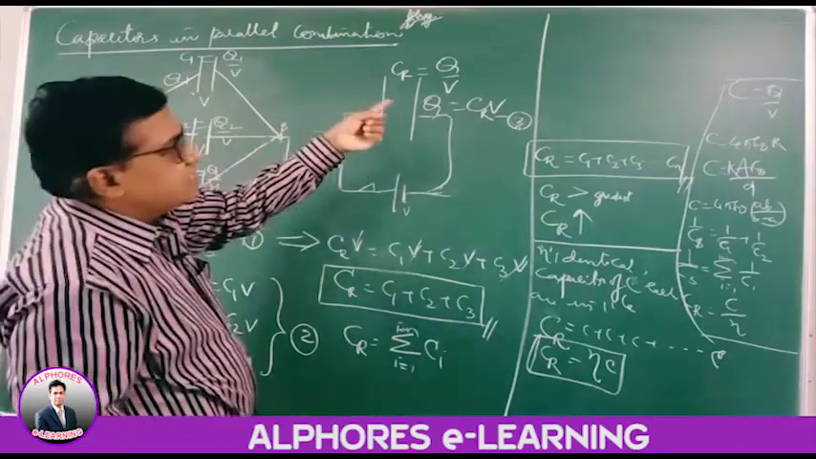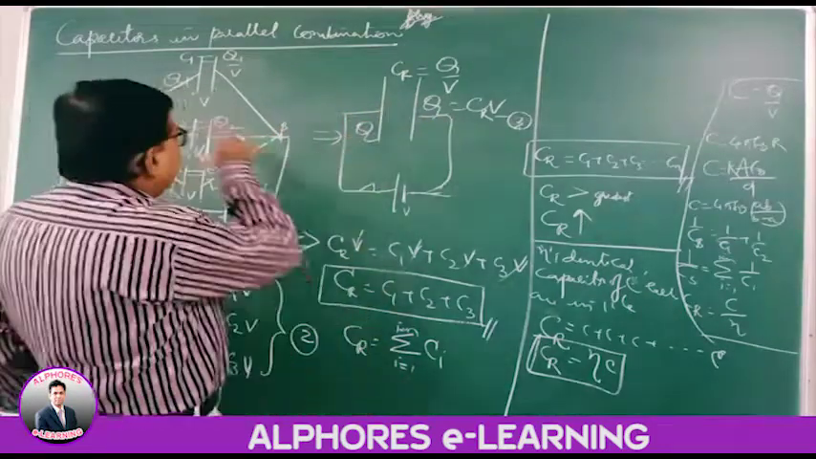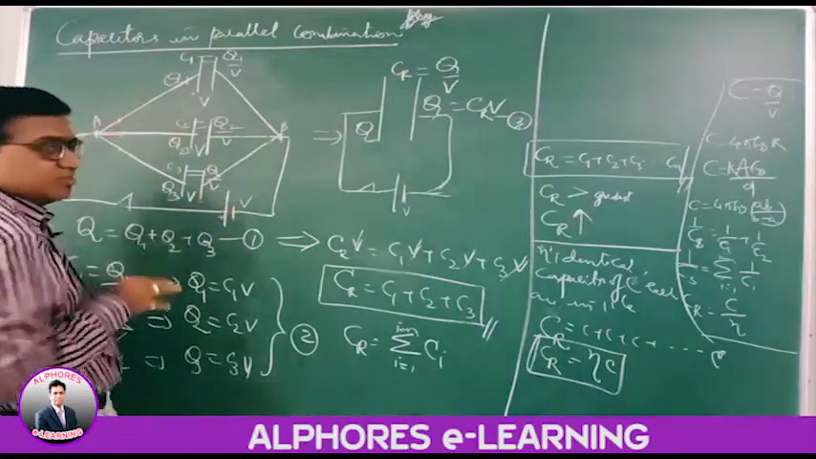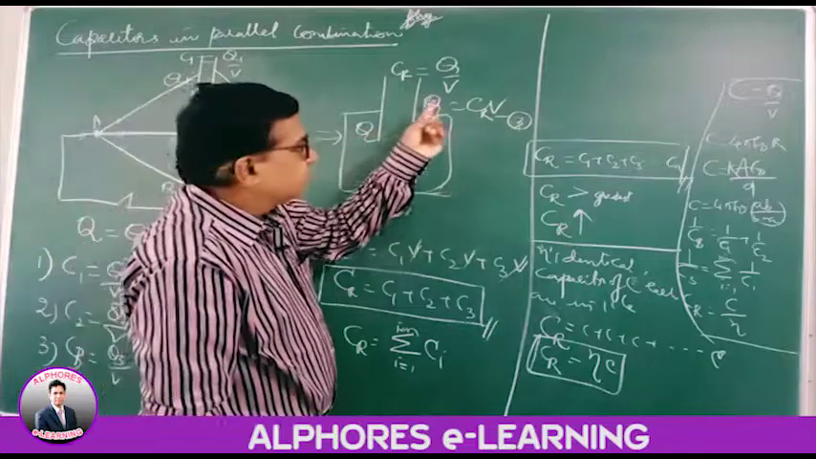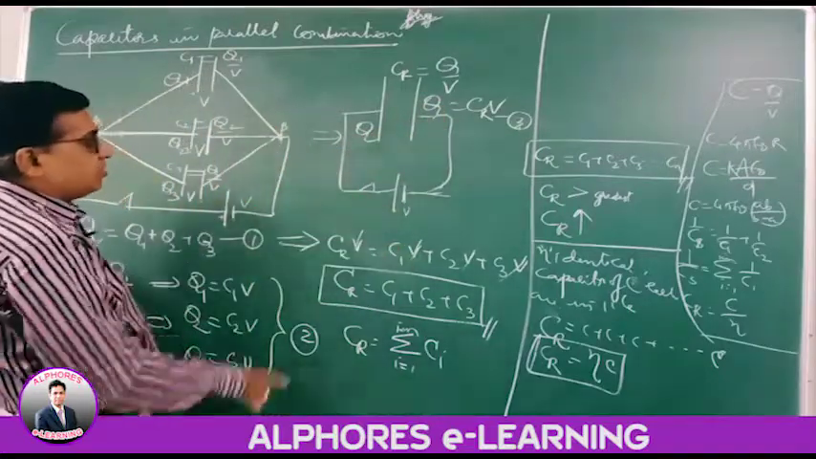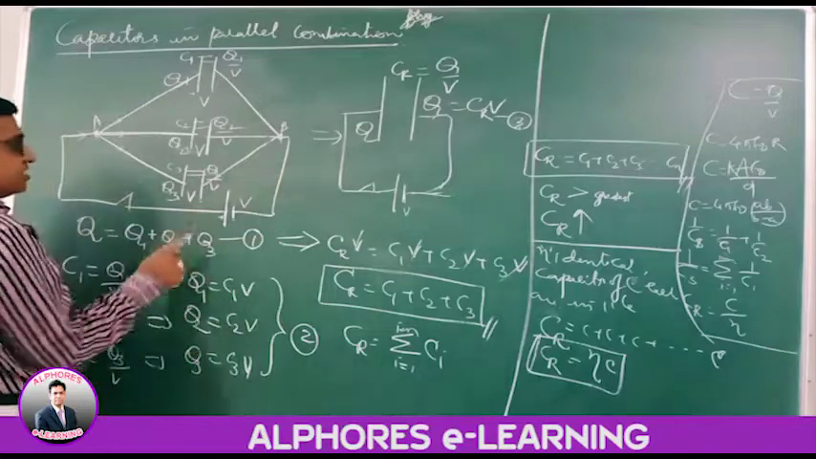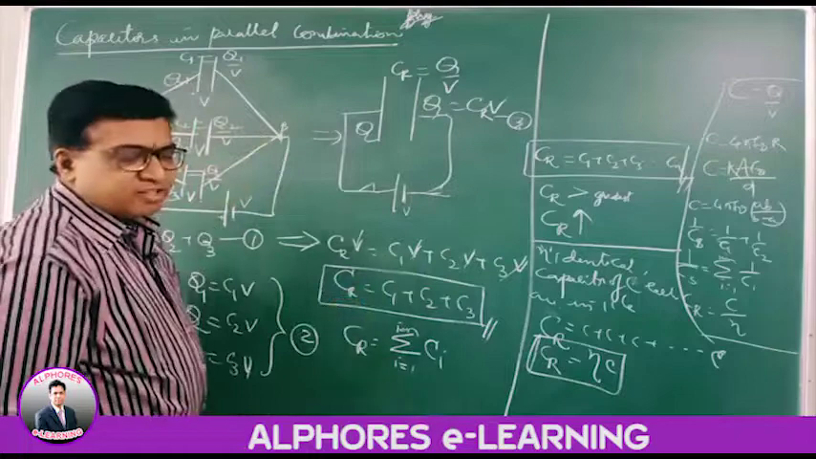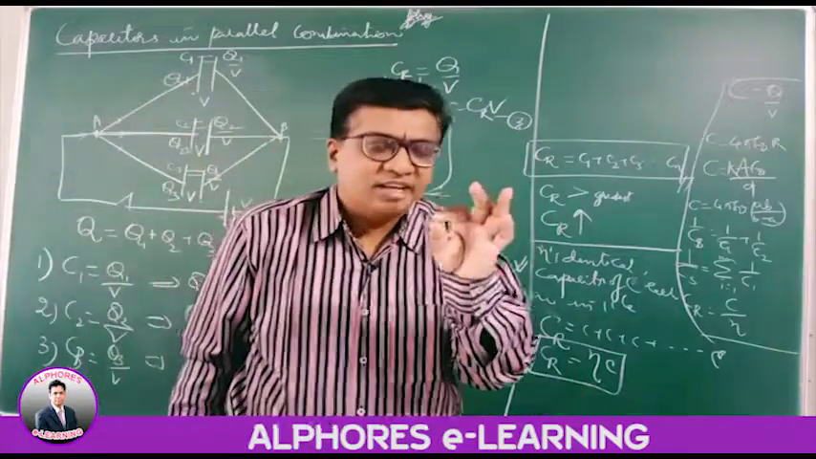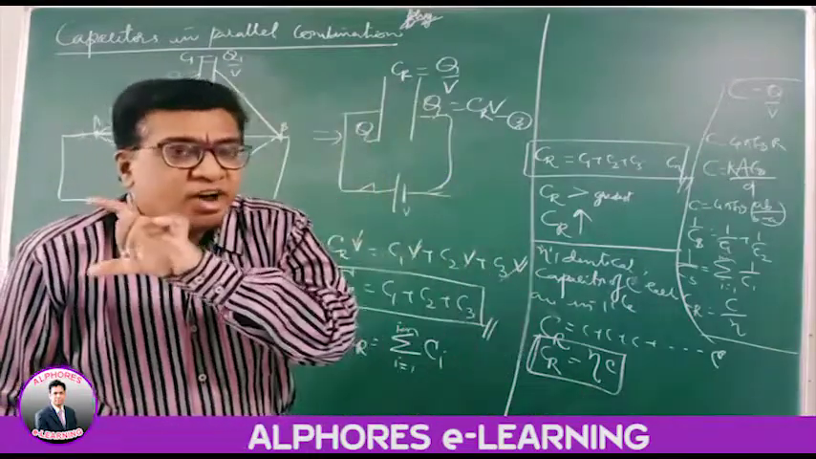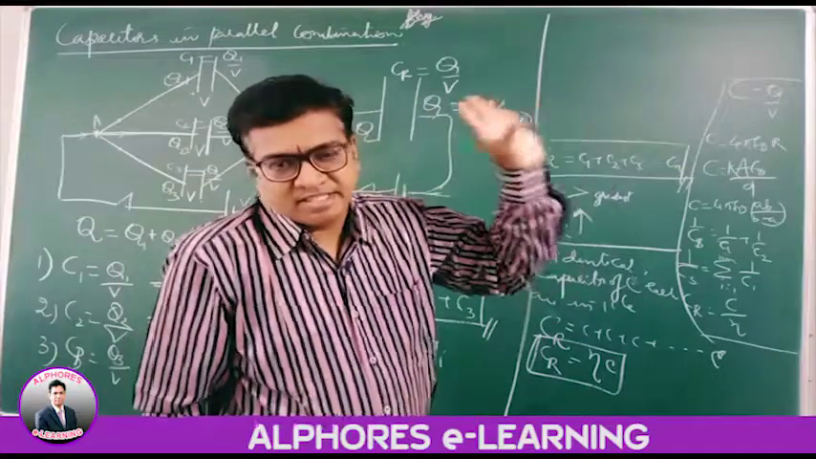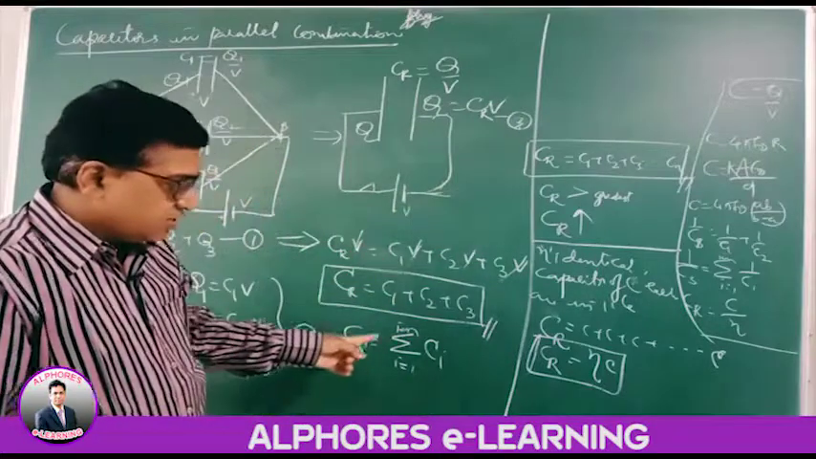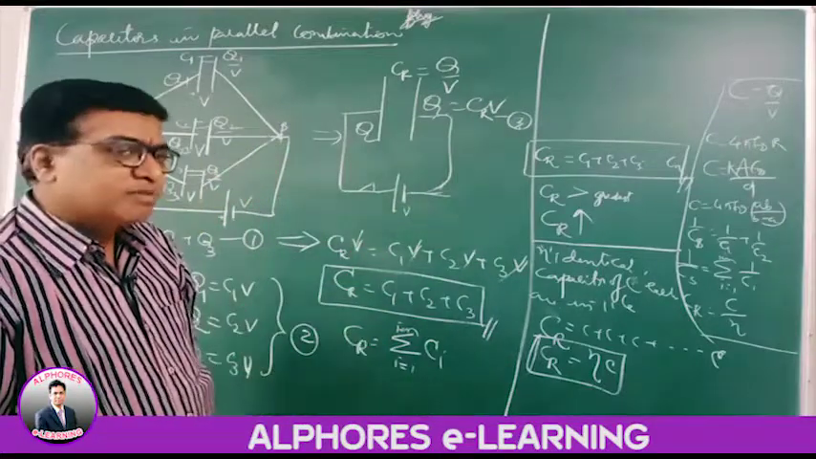Now the effective capacitance, let it be CR, with the total charge Q. Instead of these 3, if a single capacitor is connected to this battery, all the charge will be that same charge because it is equivalent. So the charge is Q. Applying these 2 equations, I get CR V equals C1 V plus C2 V plus C3 V, V cancels. Whenever capacitors are connected in parallel, the effective capacitance is the algebraic sum of all the individual capacitances. CR is equal to sigma Ci, the algebraic sum of all.